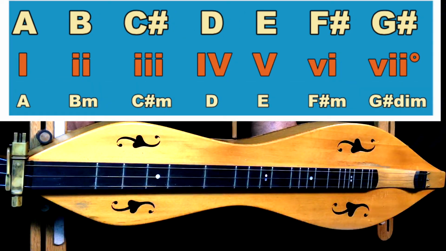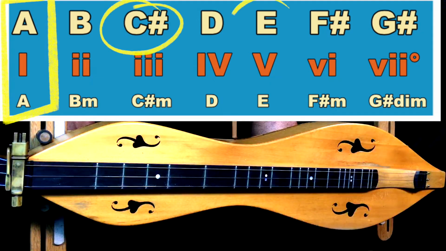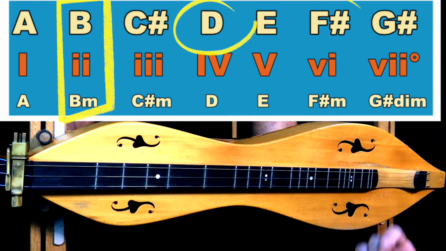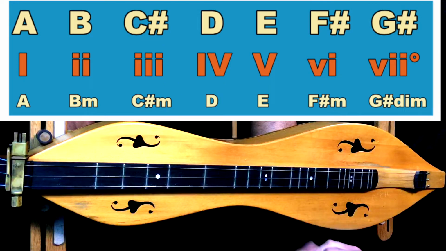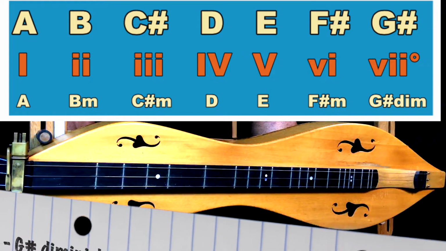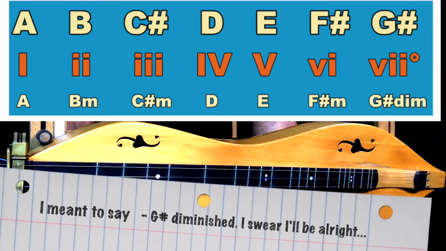We then figure out the 7 diatonic chords that are available for the scale by starting from each scale degree that we want to build from and skipping every other note until we have 3 notes, also known as a triad. So if we do that, that gives us A, B minor, C sharp minor, D major, E major, F sharp minor, and C sharp diminished. 3 major chords, 3 minor chords, and 1 diminished chord.